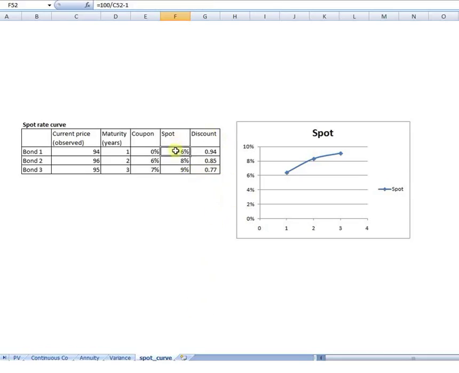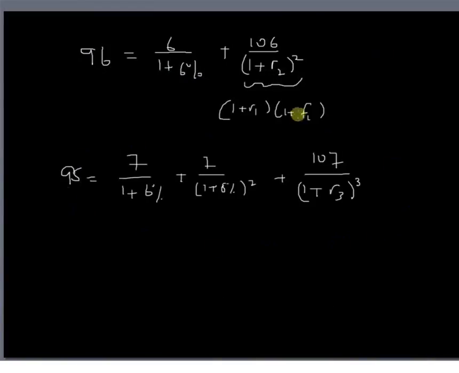So using these 6, 8 and 9% over a period of 1, 2 and 3 years, you can plot the spot rate curve. As mentioned, it's useful for pricing bonds, treasury bonds, in the sense that when you have a new bond, a new issue, you simply use this curve, plug it into the formula, and then you obtain the price of the bond.